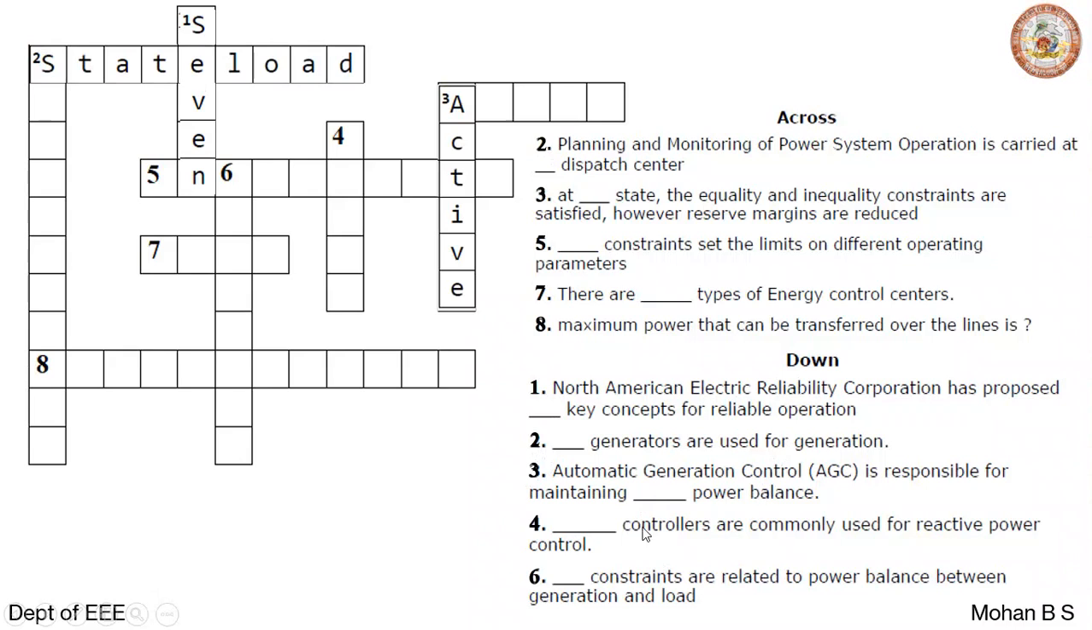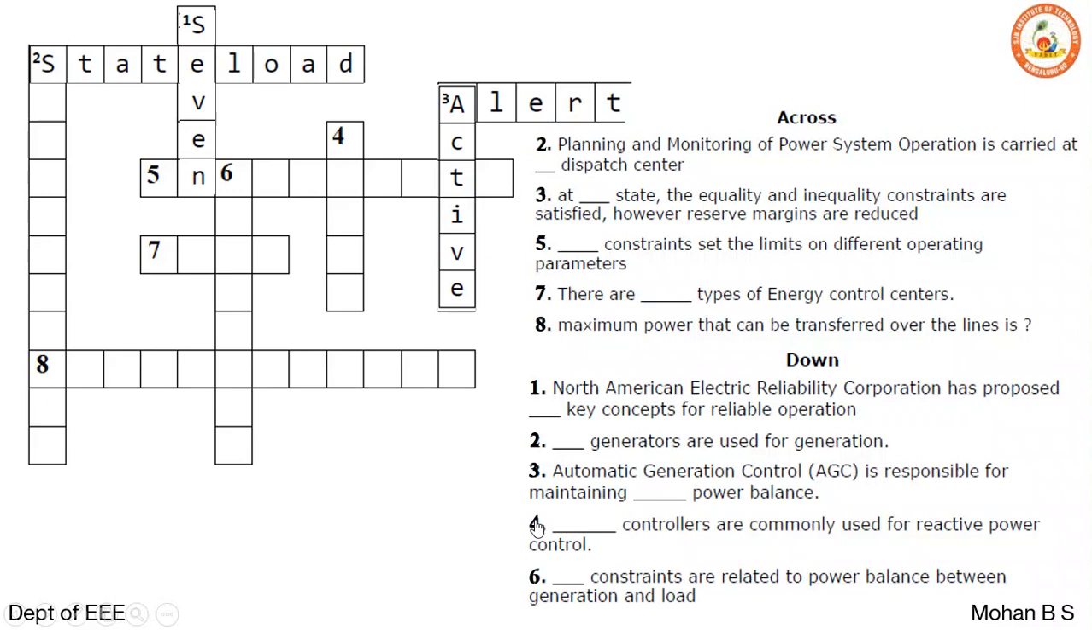The third one going down, automatic generation controls is responsible for maintaining dash power balance. We have seen that under objectives of control, it is for active power. Third going across, at dash state the equality and inequality constraints are satisfied, however spinning reserves are reduced. So this we have seen in an alert state as I bar. I bar indicates inequality constraints are not still satisfied.